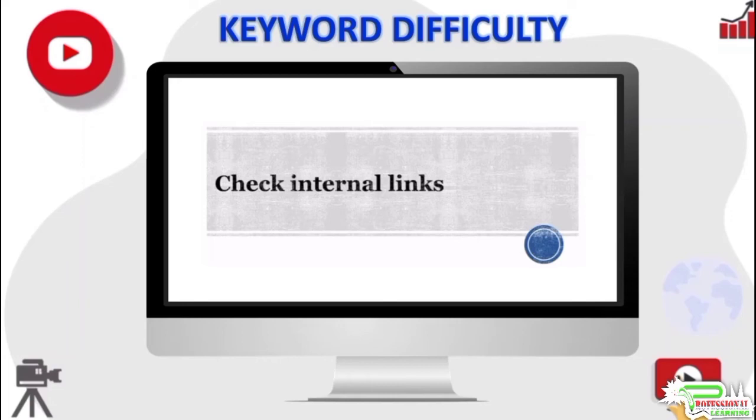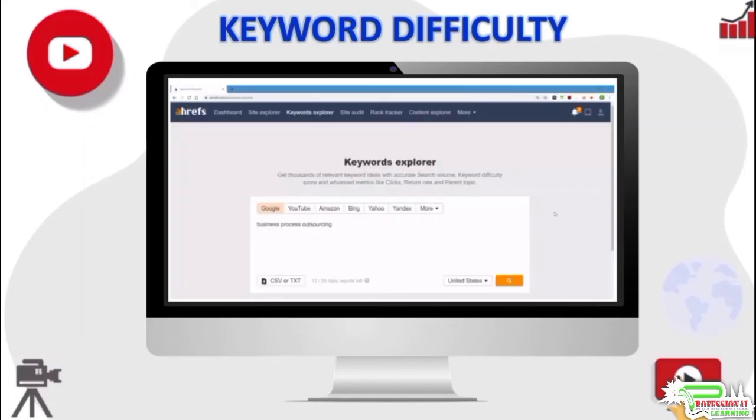It's not just external links we need to look at when analyzing keyword difficulty. We also need to look at the number and quality of internal links to a page. Internal links play a big role in search rankings, and these are often overlooked when analyzing keyword competition. Let's suppose you want to rank for business process outsourcing and you need to analyze the internal links to the pages ranking in the top 10.